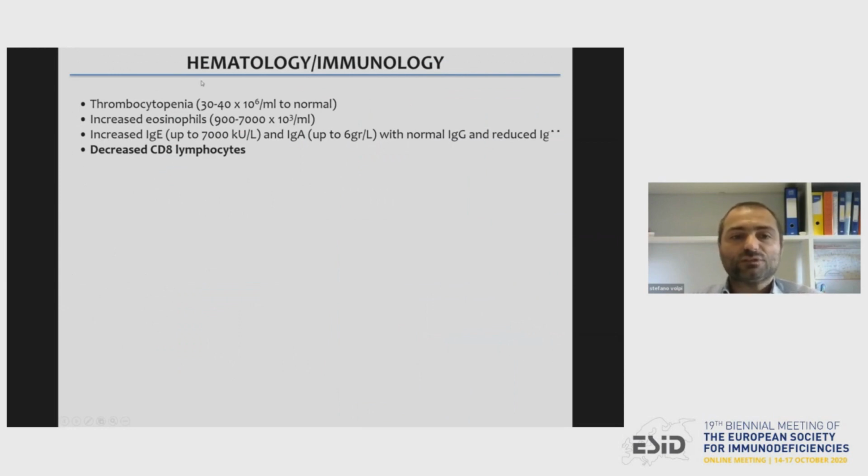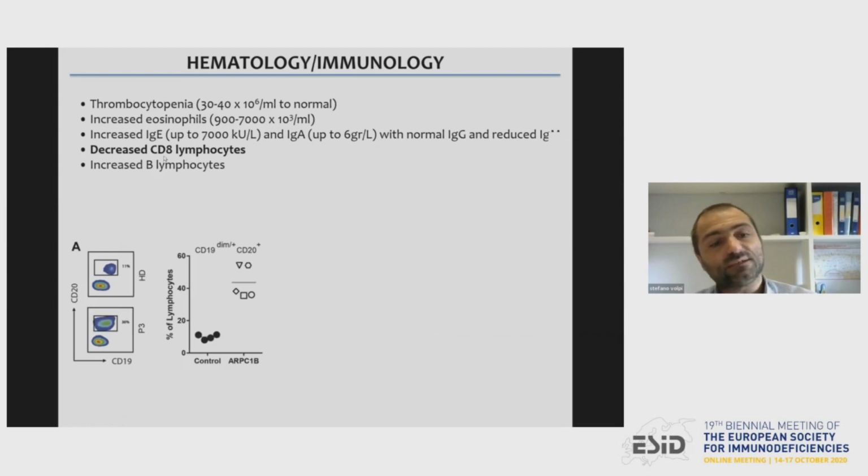Hematological and immunological features include thrombocytopenia, as already said, but also increased eosinophils and IgE, and there's an increase in IgA also, with normal IgM and IgG. There's a decrease in CD8 lymphocytes, and we're going to go through this in a recent paper that nicely described some pathogenic features of these cells.